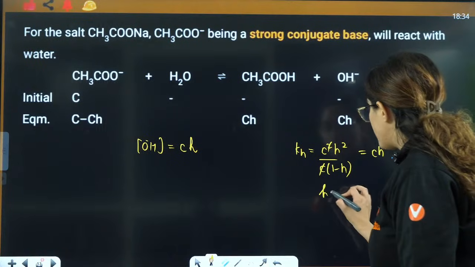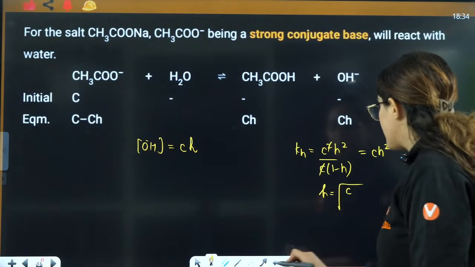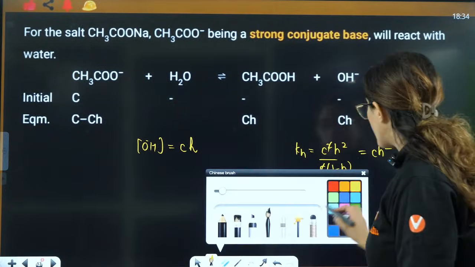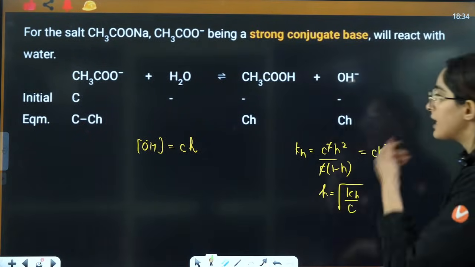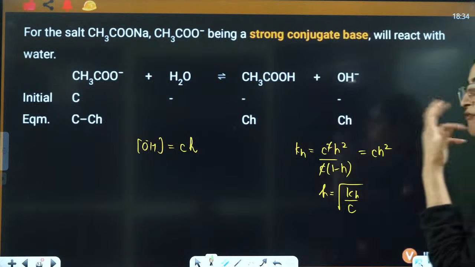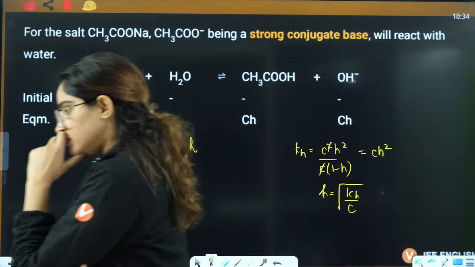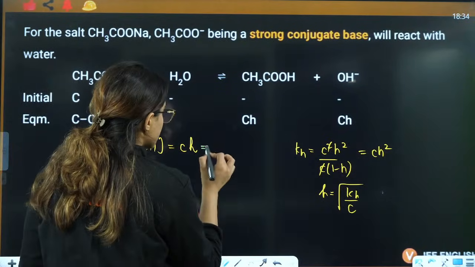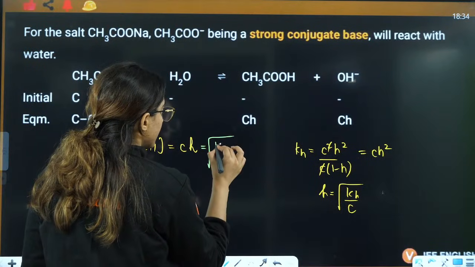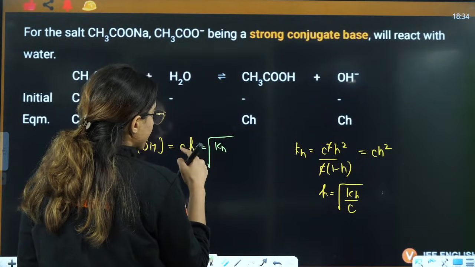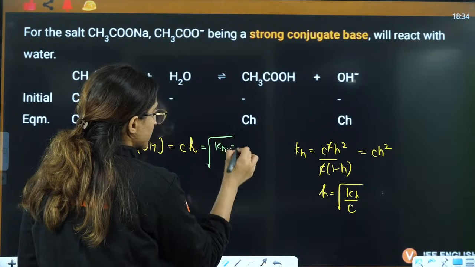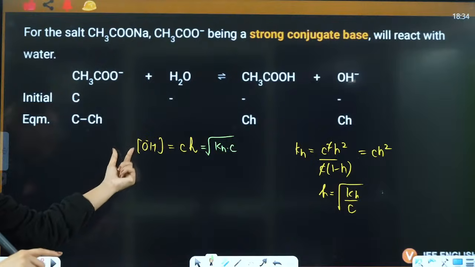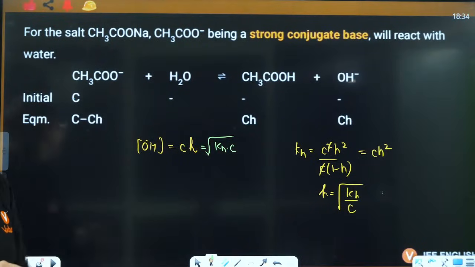And H will be equal to the same thing, under root of KH by C. Right? Now the question is, ma'am, how can you say that the value... wait a minute, H we have written, no? I'll just put the value of H here as well. This will become KH multiplied by this divided by this. This will be multiplied by this. Okay? That's how, the same thing, why OH is under root of KH into C, why H is that.